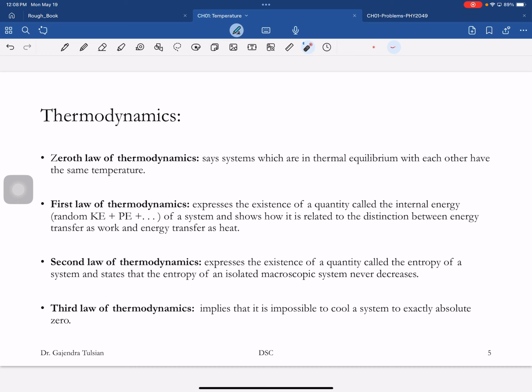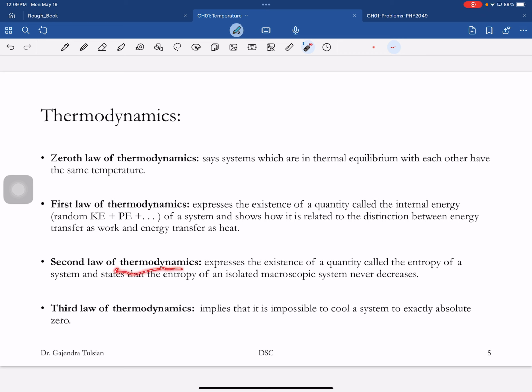Now, what am I doing here? Are you transferring heat from yourself to him? Very good. Okay, so that's what we're talking about. Those are different processes. Distinction between energy transfer as work and energy transfer as heat.